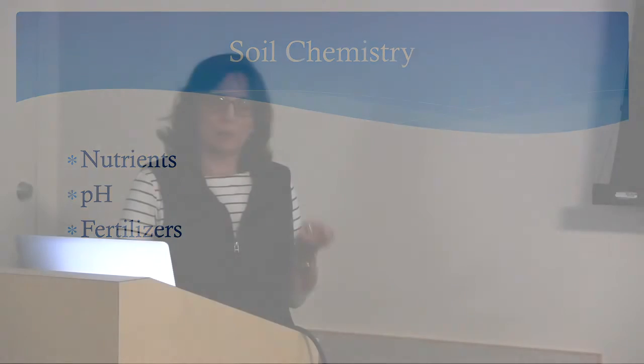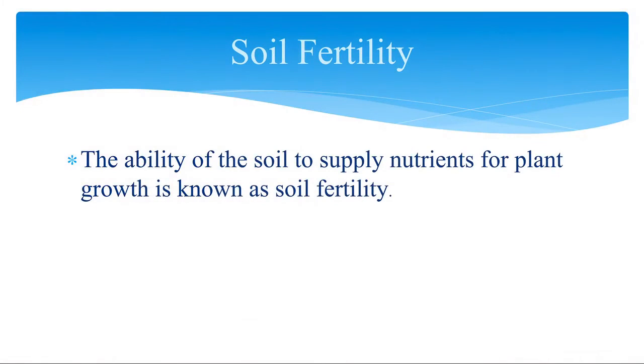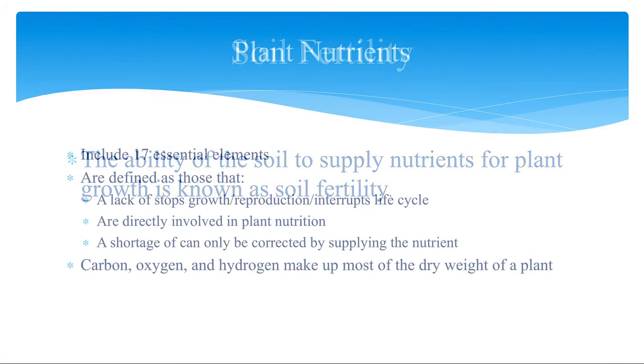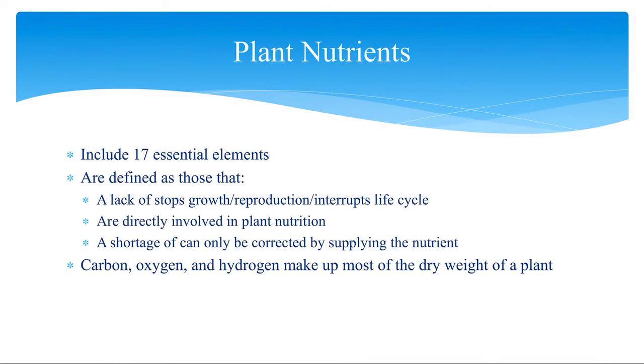So if a soil is fertile, it's considered to be able to have the plant nutrients that plants require to grow. And there are now considered to be at least 17 essential elements. It depends on the plant. There can be 18 up to 20, I've heard, in some cases. But universally across all plants, in order to be essential, it means if you take one of these away, something's not going to work right with the plant growth and development.